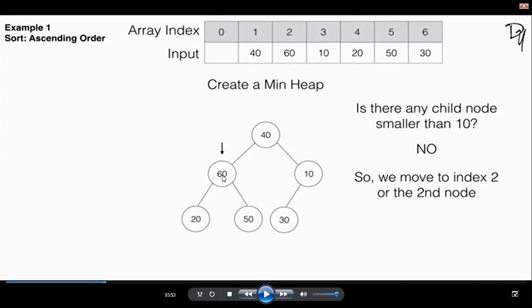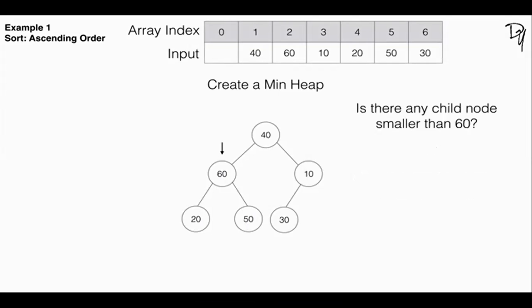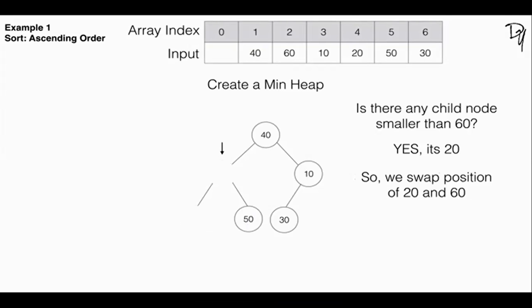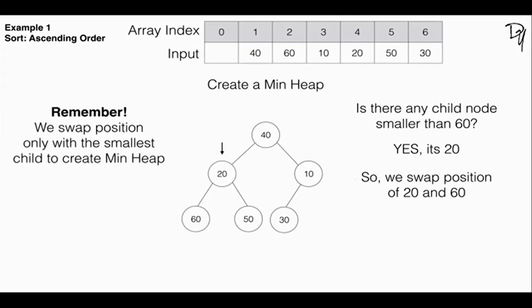So at the second index I'm checking whether any of its children is smaller. Can you guess whether any of its children is smaller? Both are smaller. Among these two, which is smaller? 20. So I can replace 20 and 60, since it violates the min heap property. I replace 20 and 60. You just see how it's happening. So I'm swapping 20 and 60, right? We have to swap with the smallest only. Okay. Now, second index is also done.